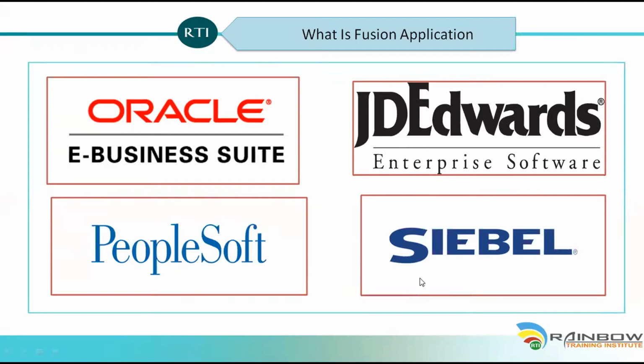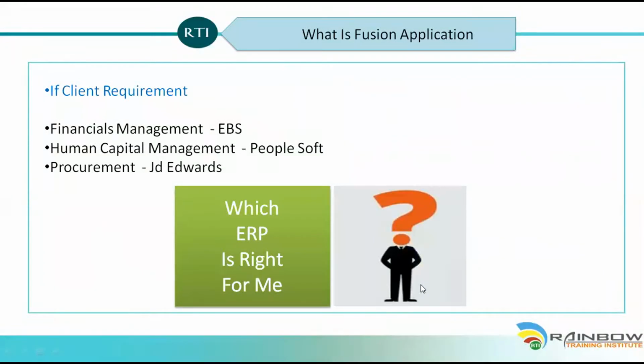Here the challenge is that a client may require financials management, human capital management, and procurement. So the client requires three products: financials, human capital management, and procurement. In the financial case, EBS is famous; for human capital management, PeopleSoft is famous; and for procurement, JD Edwards is famous.